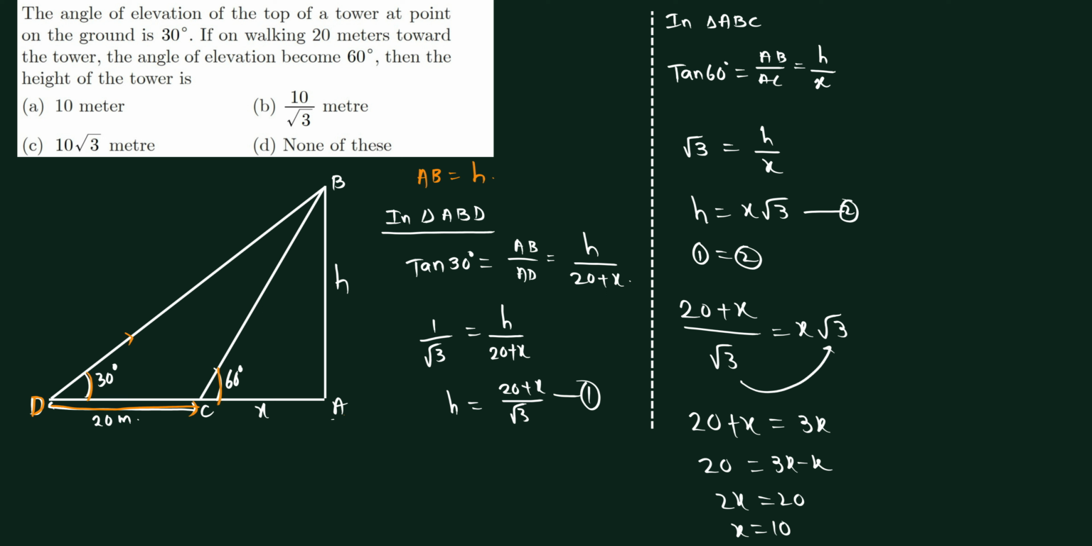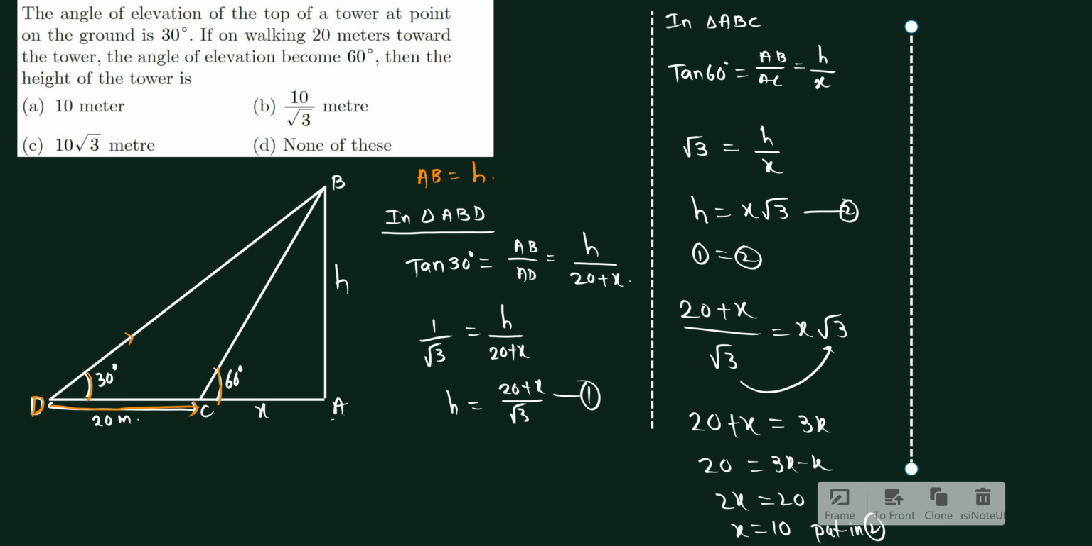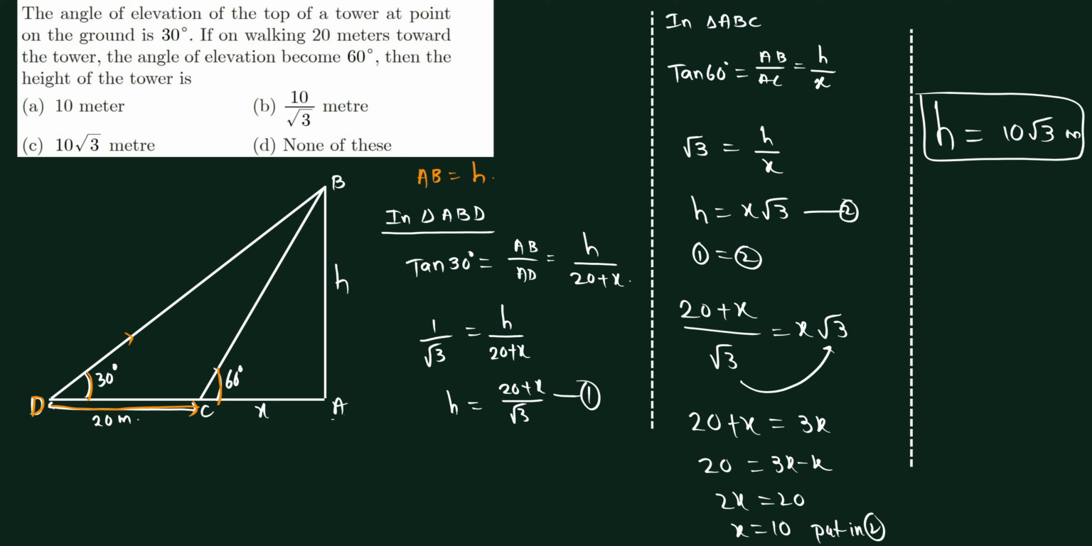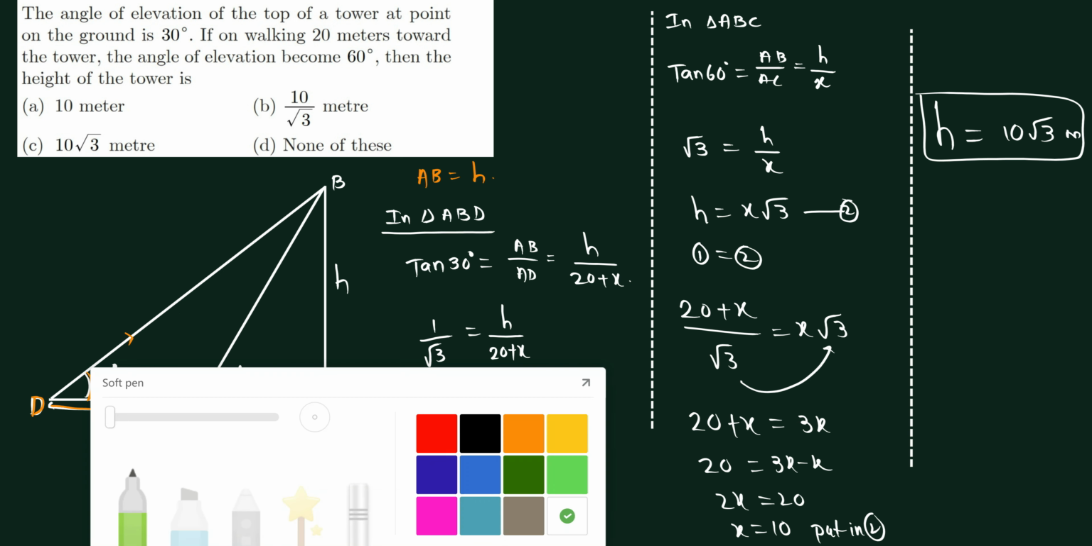This X equal to 10 value you put in equation 2. What is the equation 2 we have here? H equal to X root 3, right? In the place of X, just put the 10. So H equal to 10 root 3 meters. This is your answer. The height of the tower is 10 root 3. So which one is matching here?